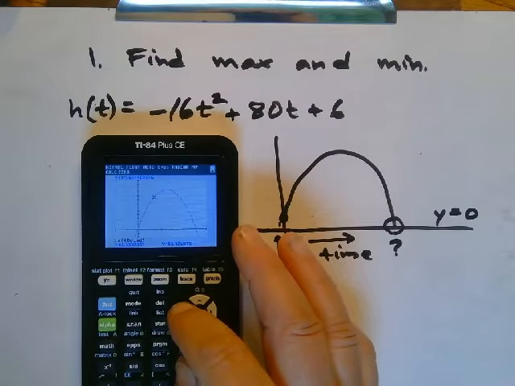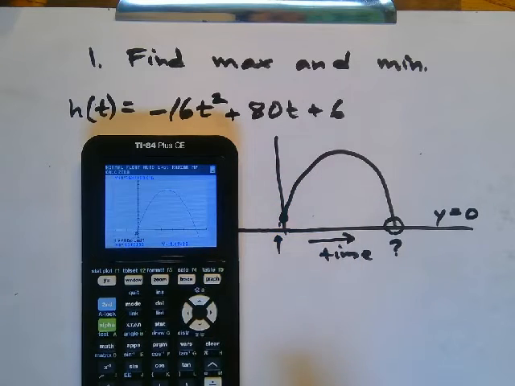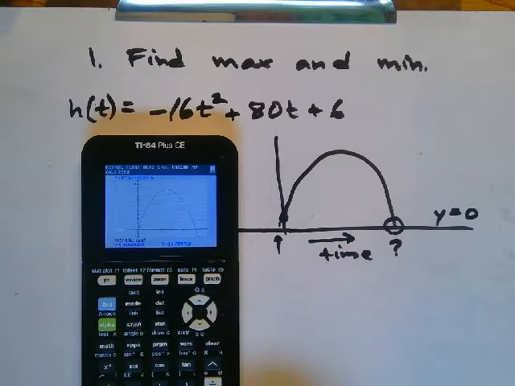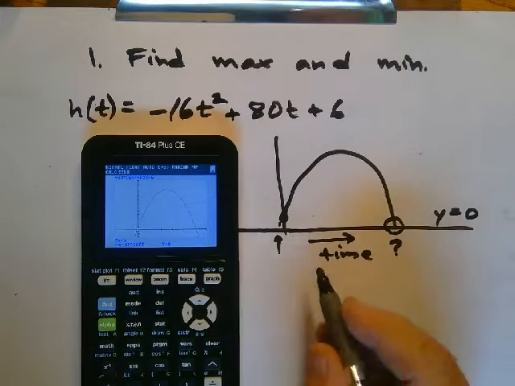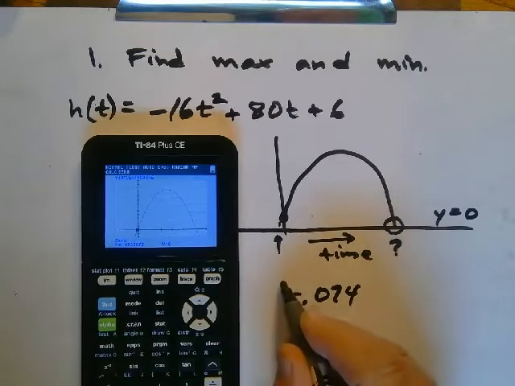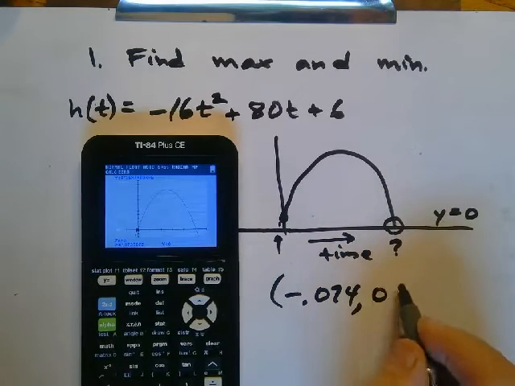So I'm going to take my cursor and move it. It says left bound. So I'm going to take my cursor just to the left of the crossing, right there, okay? And now I'm to the left of the crossing, enter. Now move the cursor just to the right of the crossing, enter. Guess, and enter again. And there is a 0. According to this, it's at -0.074, let's call it, and the y value is 0.